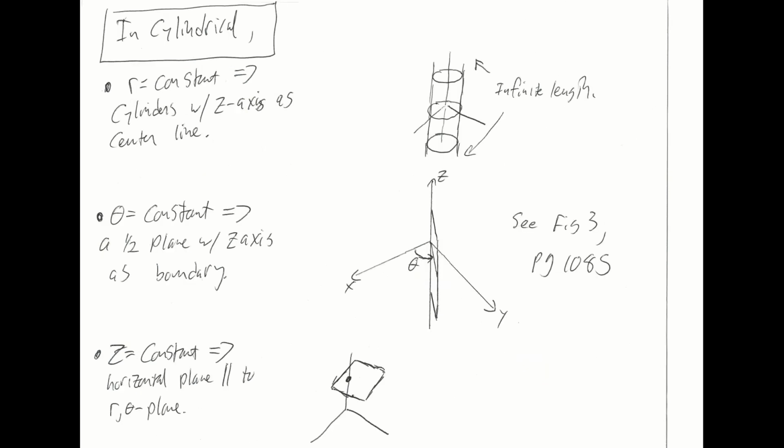Cylindrical, on the other hand, we can set the three variables in cylindrical equal to constants, and we see grid surfaces of these types. So if we take r equal to a constant, we're going to get cylinders having the z-axis as their center line, extending infinitely up and down. So r equal to 1, for instance, in polar coordinates, that just gives you the unit circle centered at the origin.